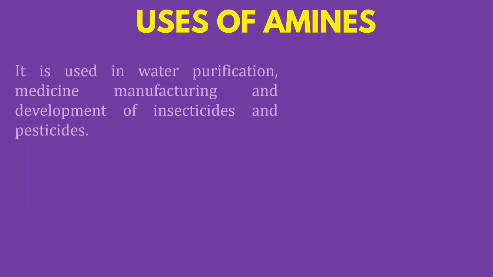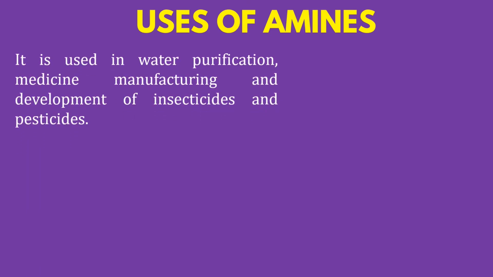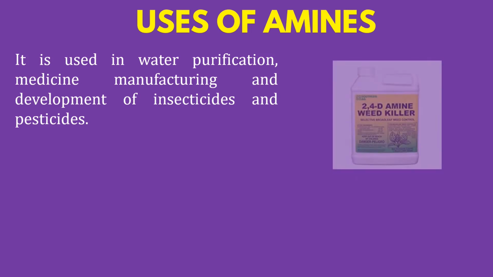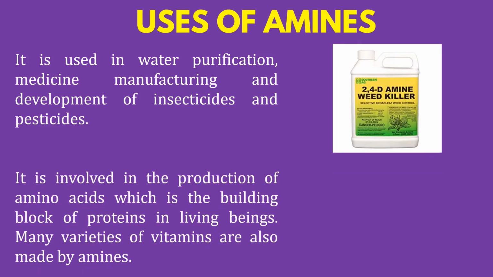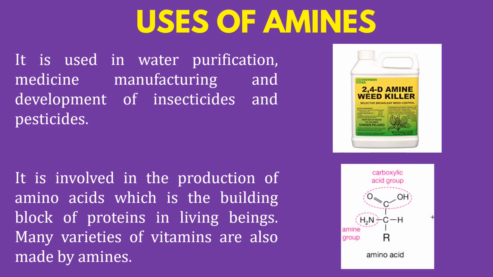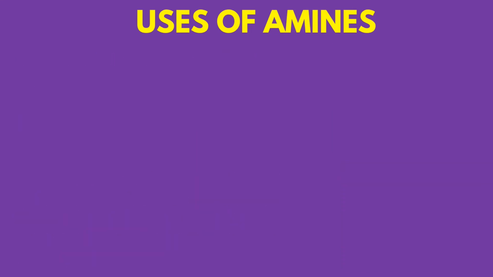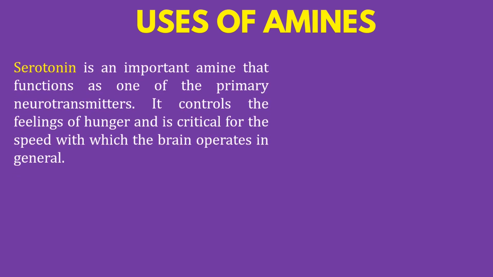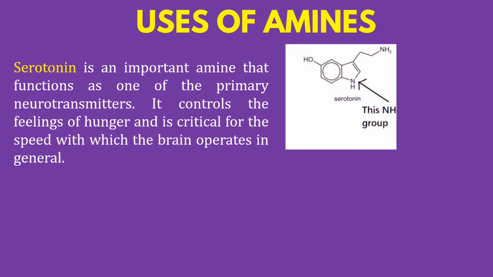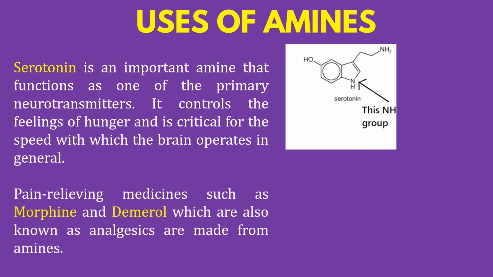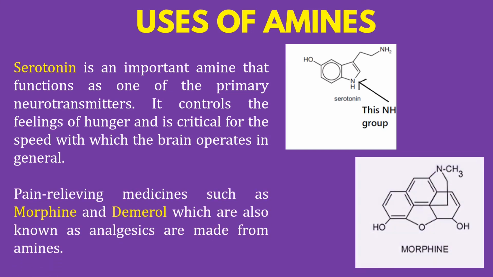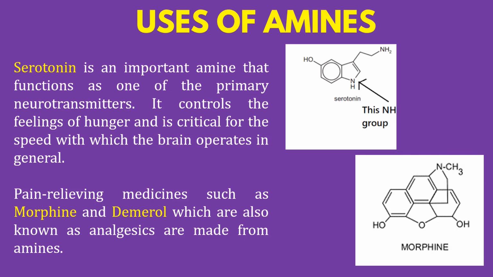Uses of amines. It is used in water purification, medicine manufacturing, and development of insecticides and pesticides. It is involved in the production of amino acids, which is the building block of proteins in living beings. Many varieties of vitamins are also made by amines. Serotonin is an important amine that functions as one of the primary neurotransmitters. It controls the feelings of hunger and is critical for the speed with which the brain operates in general. Pain-relieving medicines such as morphine and Demerol, which are also known as analgesics, are made from amines.